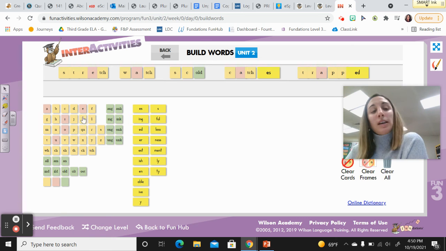Okay, so now let's say the words. Ready? Stretch, watch, scold, catches, trapped. All right, tell me a word that has a 111 base word with a suffix added. There's only one you can say. Which one? Right, trapped. Catch is not a 111 word. Remember, we talked about that. So trapped is the only one that would fit that description.